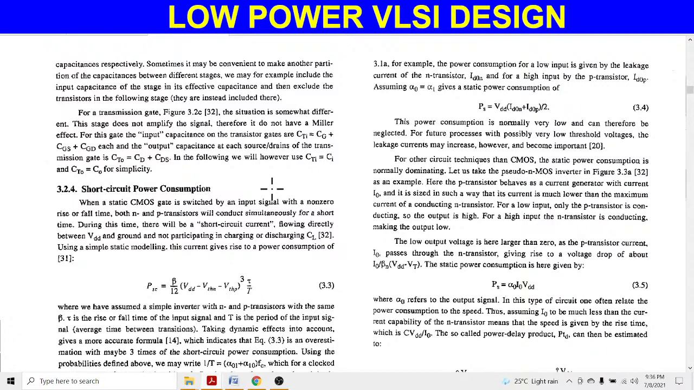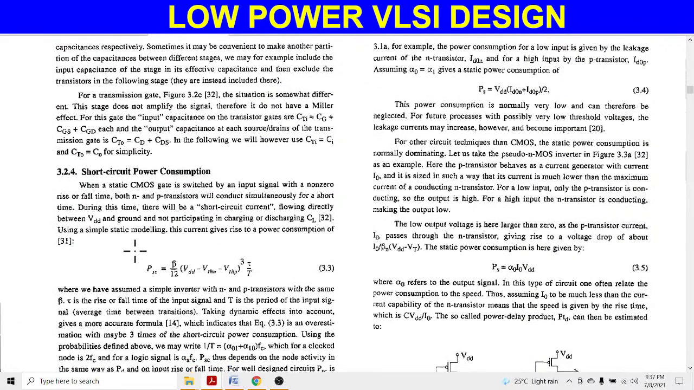When both transistors work simultaneously, at that time it generates a short circuit path from VDD to ground, and because of this short circuit path some current flows from VDD to ground. Because of this short circuit current, some power is dissipated in the form of heat. This power dissipation is known as short circuit power dissipation. It is represented here as PSC, which means short circuit power.